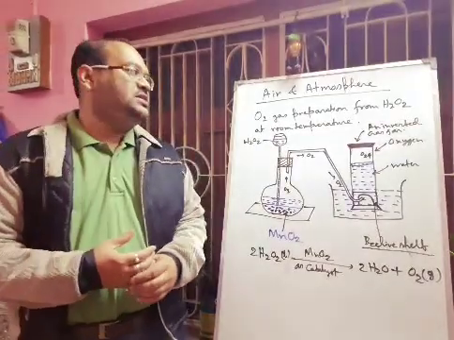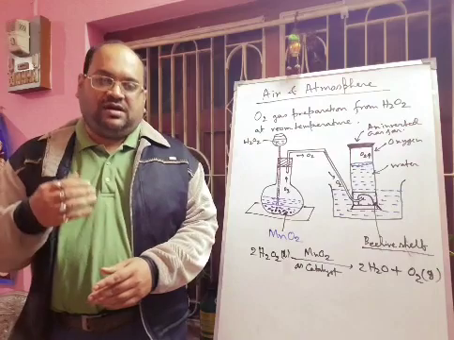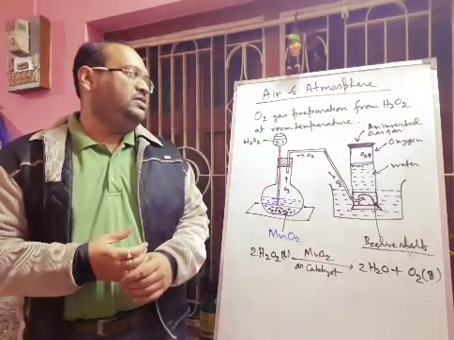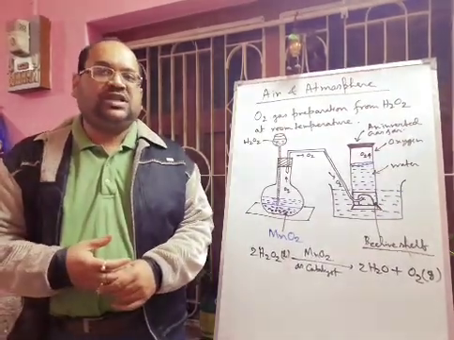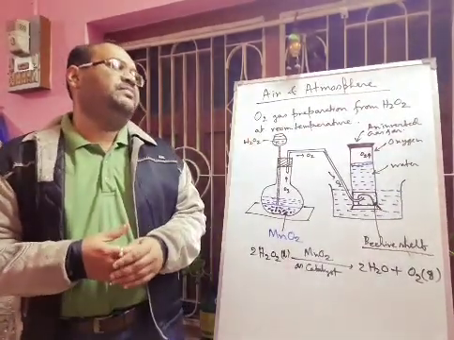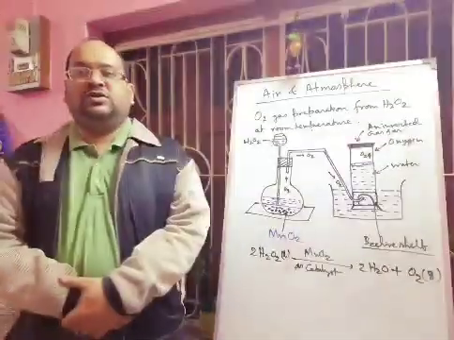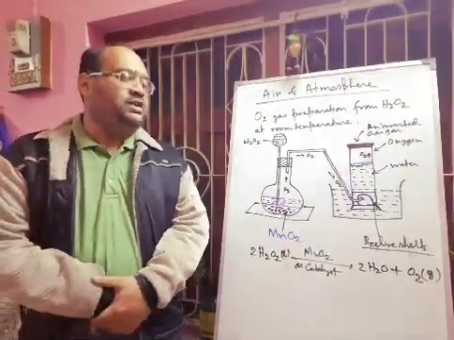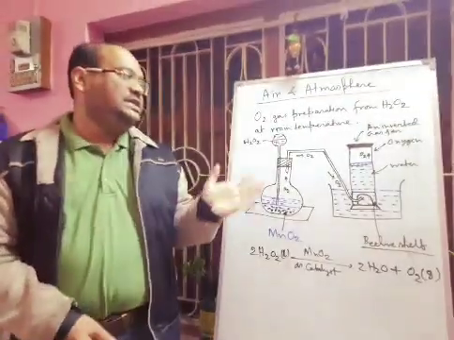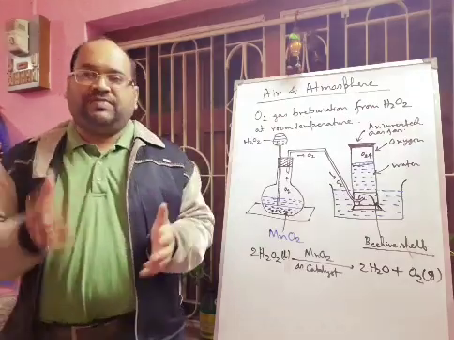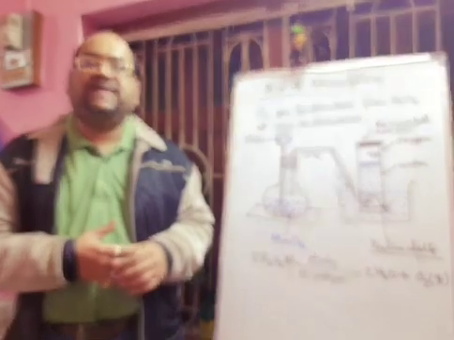Previous day we discussed the preparation of oxygen from potassium chlorate in the laboratory. Today I will start another procedure, the preparation of oxygen gas from hydrogen peroxide. The formula of hydrogen peroxide is H2O2. Here we will use a dilute solution of hydrogen peroxide. In this case the chemical requirements are hydrogen peroxide and one catalyst called manganese dioxide. Manganese dioxide is a black solid.